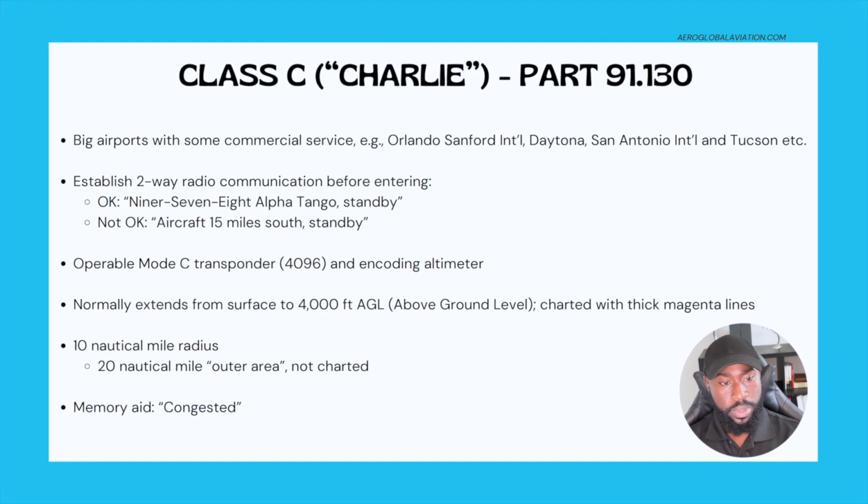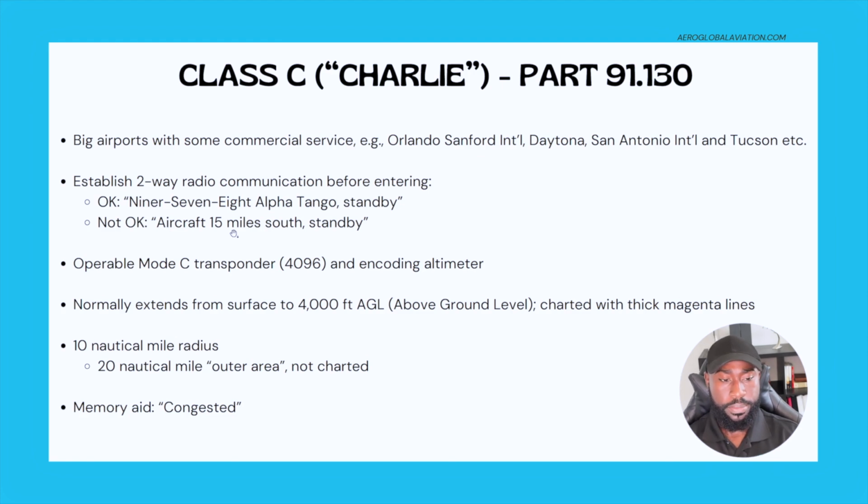The requirements are basically that you need to establish two-way radio communication. Two-way radio communication is whenever you call air traffic control, the air traffic controllers, you typically give them your call sign. In this example, I'll be using 978 Alpha Tango. For example, you say, "Tower, 978 Alpha Tango, 10 miles west, requesting a full stop landing." If they call you back and say, "978 Alpha Tango, stand by," you have established two-way radio communication. But if they say, "Aircraft calling 15 miles or 10 miles south or west, stand by," at that point, because they did not say your call sign, you do not have two-way radio communication established.